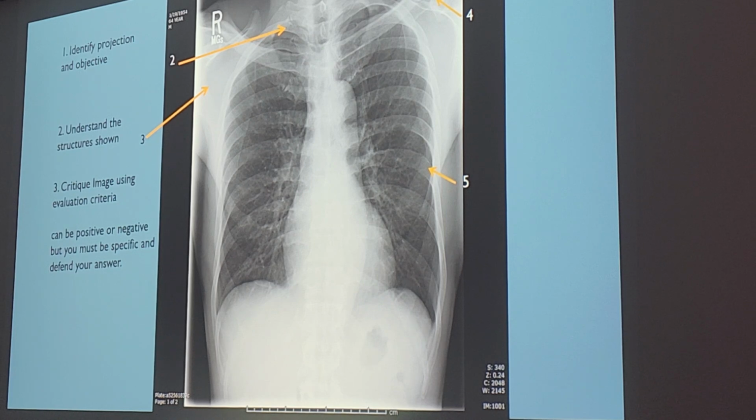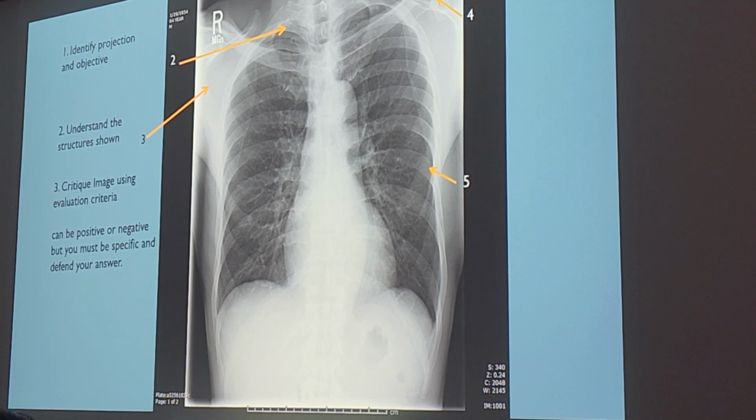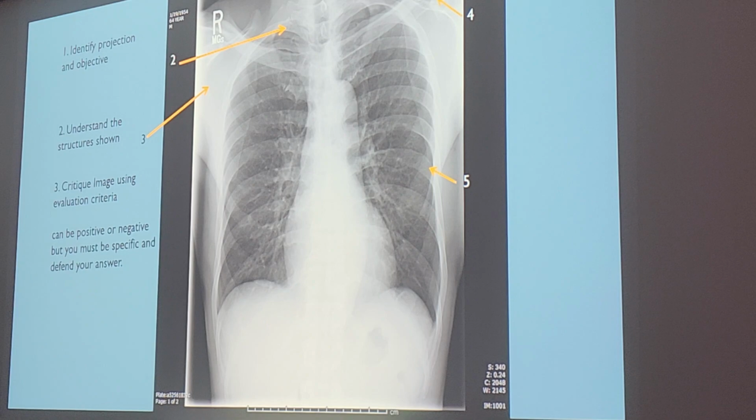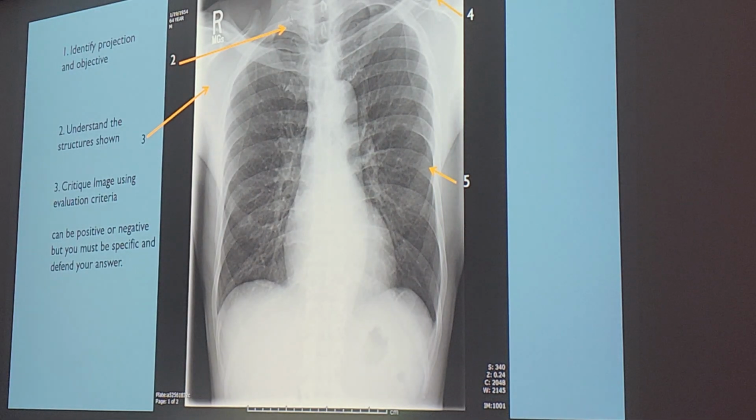When you look at an image, the first thing that you should do is identify what the heck am I looking at? So what projection is this? Objective as in why do you think a person would get a chest x-ray, or what are we looking at? Reason for that. So we already said this is a PA chest, and we know that because most chests are supposed to be done PA. If it's done AP, usually they will have a little marker that says AP or portable or whatever the case may be. If it doesn't, it's safe to assume that it's a PA chest.